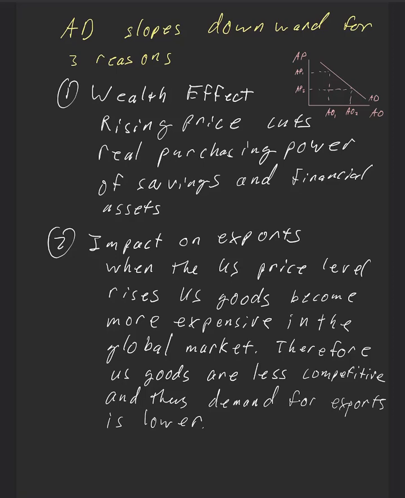The second is the impact on exports. So if the U.S. price level goes up, then U.S. goods become more expensive in the global market, and therefore U.S. goods are less competitive, and thus demand for exports is lower, so the aggregate demand is lower.